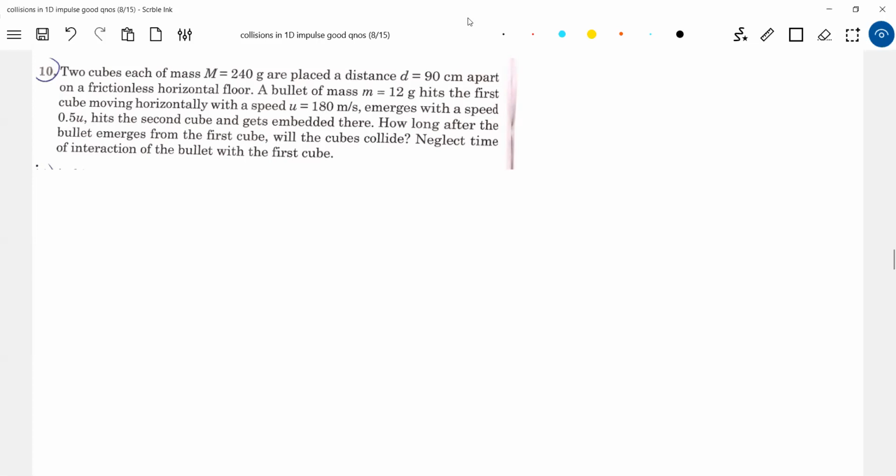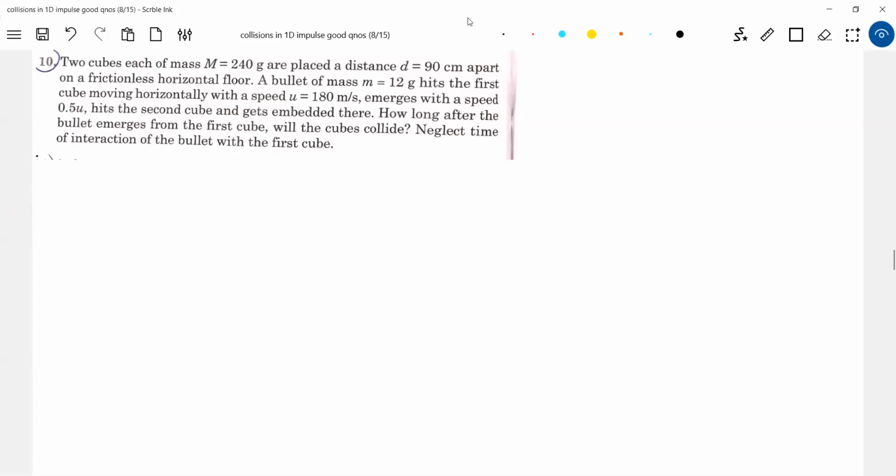It's there in Pathfinder. Such questions you must really solve. The very basic core ideas are what I'm trying to stress here. The bullet will pass through the first cube and get embedded in the second cube. You might have done this. So first go for the diagram.